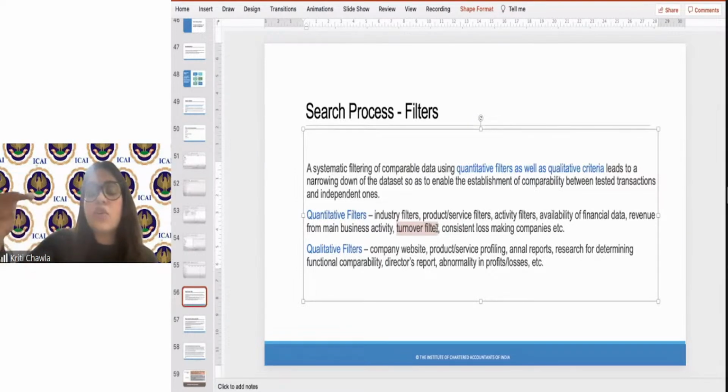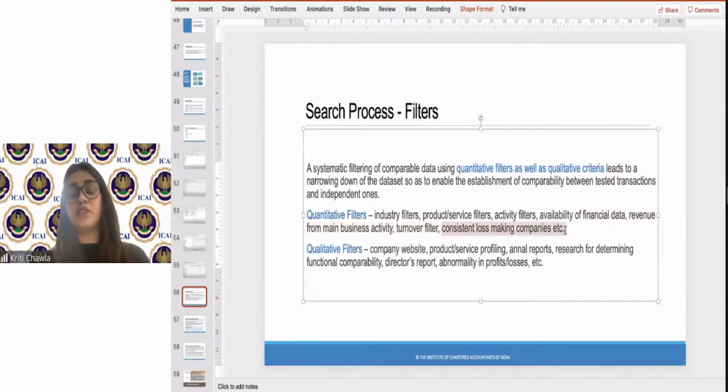So I will tell the software that I want to adopt a filter where turnover within 10% is allowed. Beyond that, or less than, will not be allowed. So the software will reject those companies. Then I will also tell the software that if it is a consistent loss making company, then delete that also, because my client has not been making losses consistently. So delete those companies also. This is the reason why, when I put in quantitative filters, the number of companies will come down. So let's say the number of companies has come down to 100 now from 207.